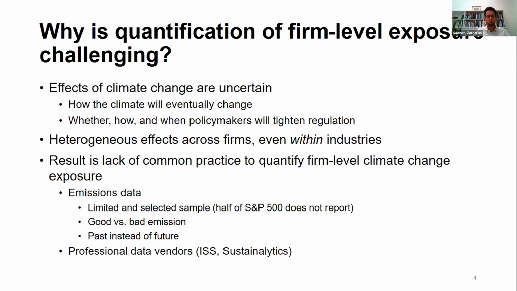Now, what's the problem with this measure? Well, it only captures a very limited aspect of climate change exposure, the extent to which firms are exposed to regulatory or transition risks. And on top of that, this data is only available for a very limited and selected sample of firms. We find that only about half of S&P 500 firms report information on their carbon emissions, because that's voluntary data that you do not have to report yet.